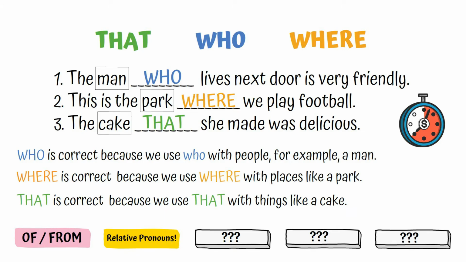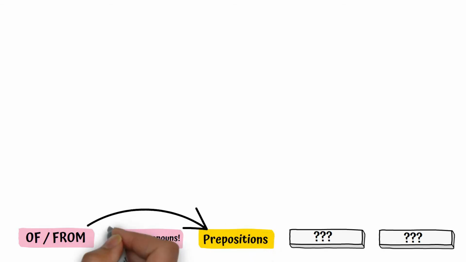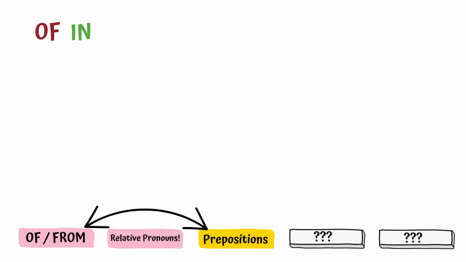Let's take a look at some more common grammar that appears in the Cambridge B1 Reading Part 6. Prepositions. Now, technically, of and from are also prepositions, but considering that they are such common answers in this part of the exam, I decided to give them their own part in this video. Here are some more common prepositions that appear in this part of the exam.